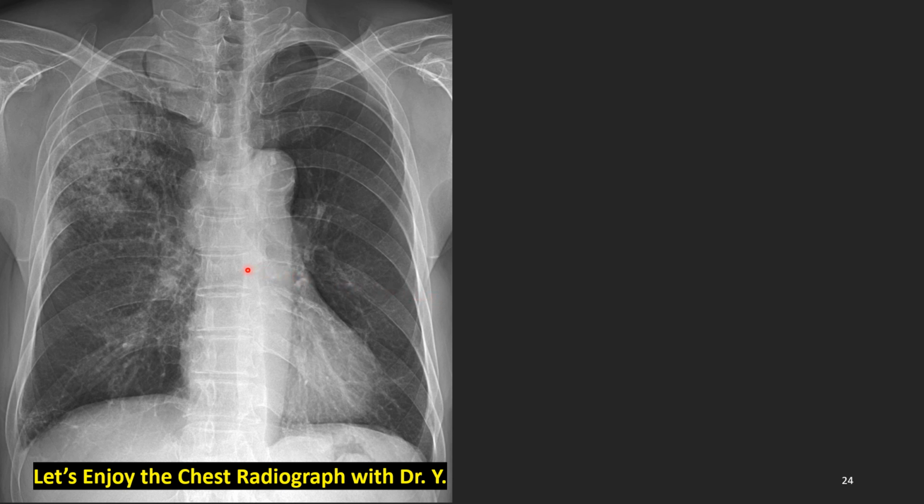How about this? Large mass or consolidation? Consolidation or mass, whatever will do. Okay, right hilar density, 4R lymph node, right paratracheal stripe obliteration, and increased density in the right infrahilar area. What are they saying to us? These are all tumors. These are all tumors of small cell lung cancer.